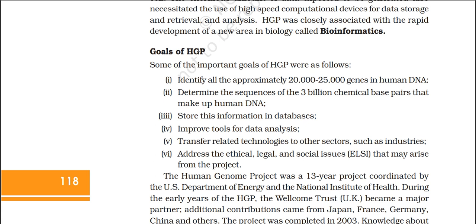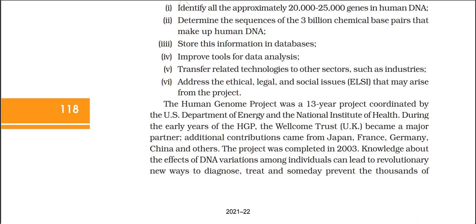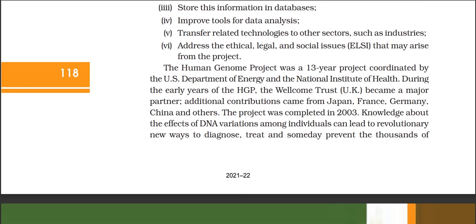The Human Genome Project was a 13-year project coordinated by the U.S. Department of Energy and the National Institute of Health. During the early years of the HGP, the Wellcome Trust, UK, became a major partner. Additional contributions came from Japan, France, Germany, China, and others. The project was completed in 2003.